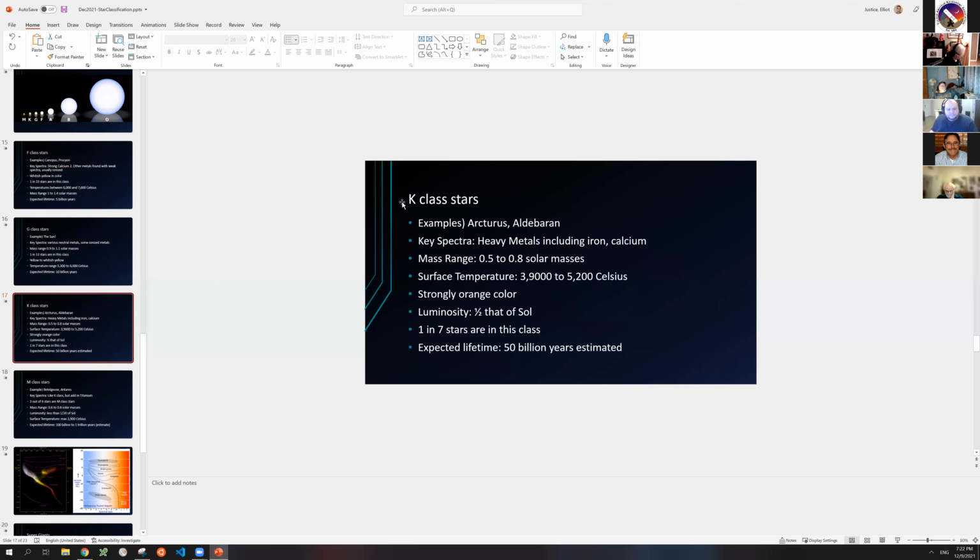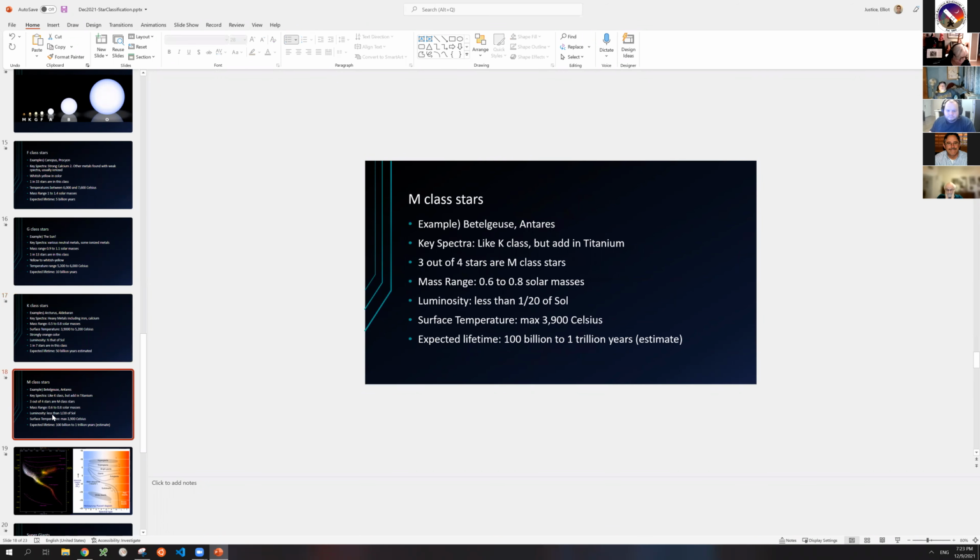And to finish up, for K-class stars, Aldebaran in Taurus is an example of a K-class star that you can go out and look at tonight. But for most M-class red dwarfs, you do need a telescope or binoculars to be able to see any of them. You will not see them with the unaided eye.